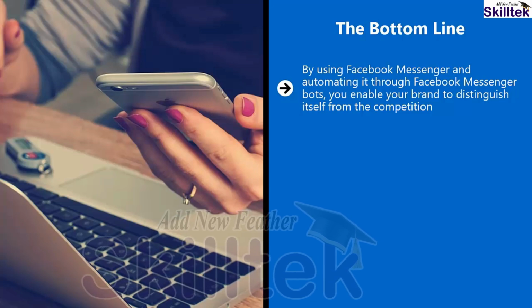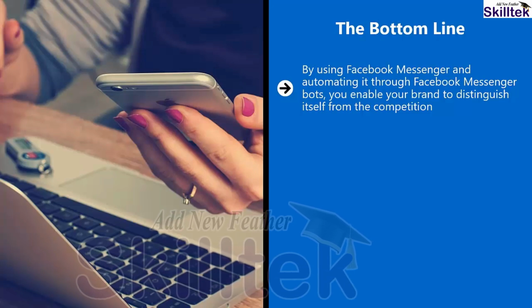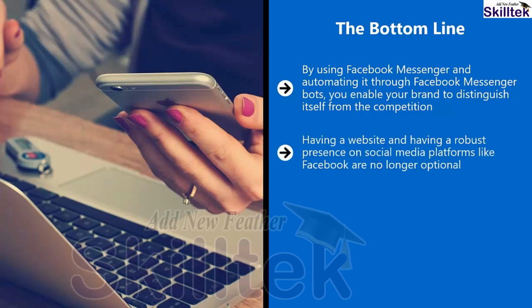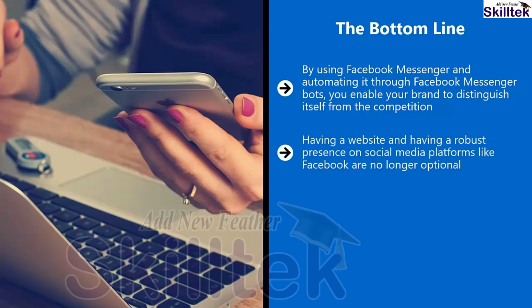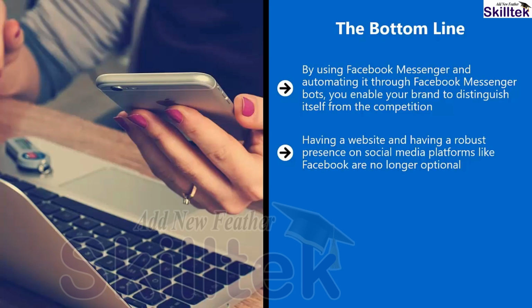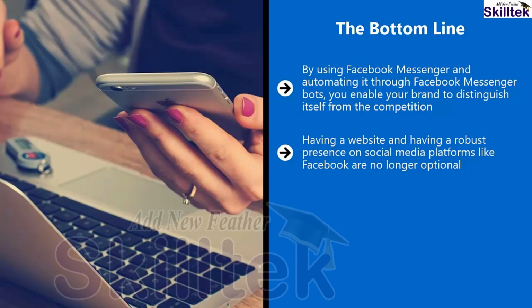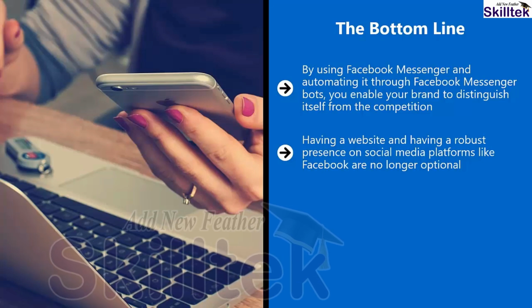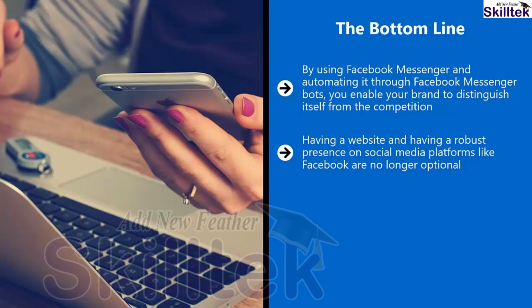Let's be honest here. More and more American businesses are moving online. Having a website and having a robust presence on social media platforms like Facebook are no longer optional. They are absolutely necessary. In fact, they can make or break your business.